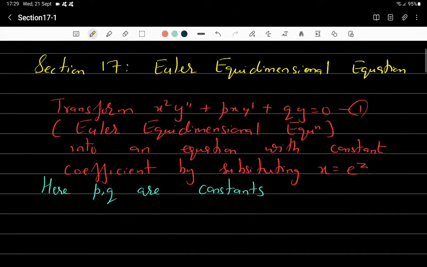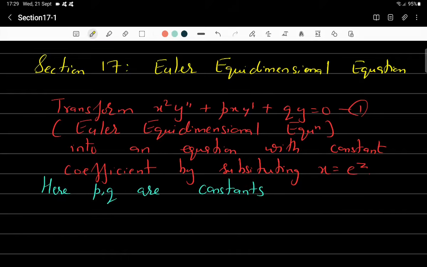Good morning everyone. So recall that in the last class we were discussing the second order homogeneous differential equation with constant coefficients, which means how do we solve the differential equation of the form y double dash plus py dash plus qy is equal to 0, where p and q are constants.